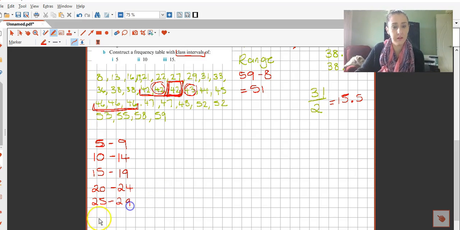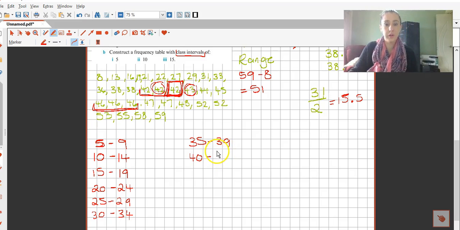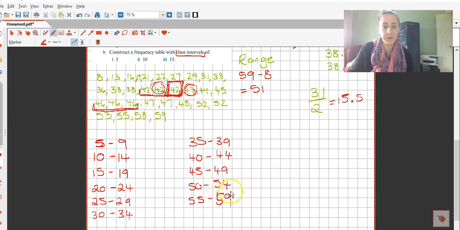25 up to 29. 30 to 34, 35 to 39, 40 to 44, 45 to 49, 50 to 54, and 55 to 59. Okay, now 59 is my last data point, and that will fit into my last interval, so I'm going to leave my intervals there now.